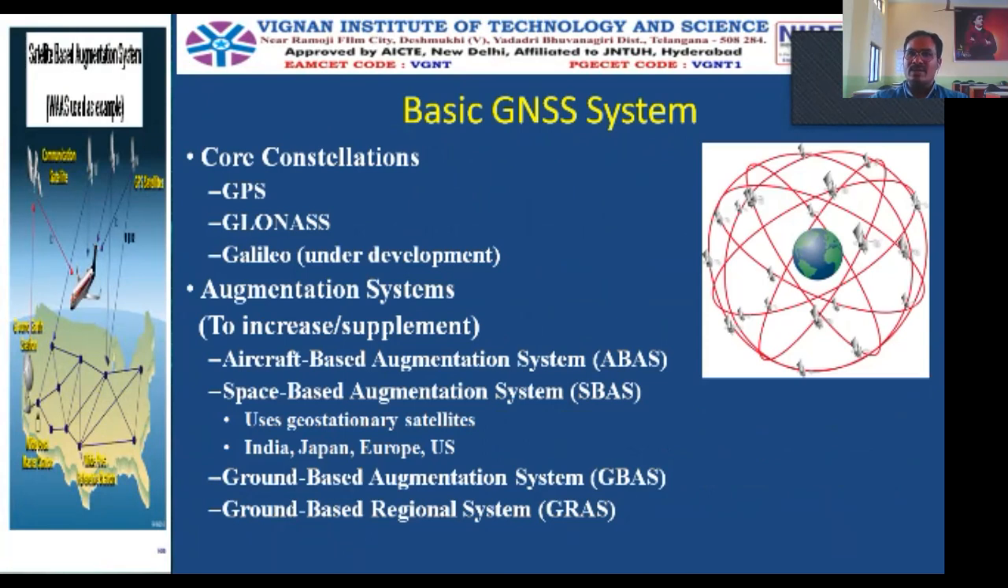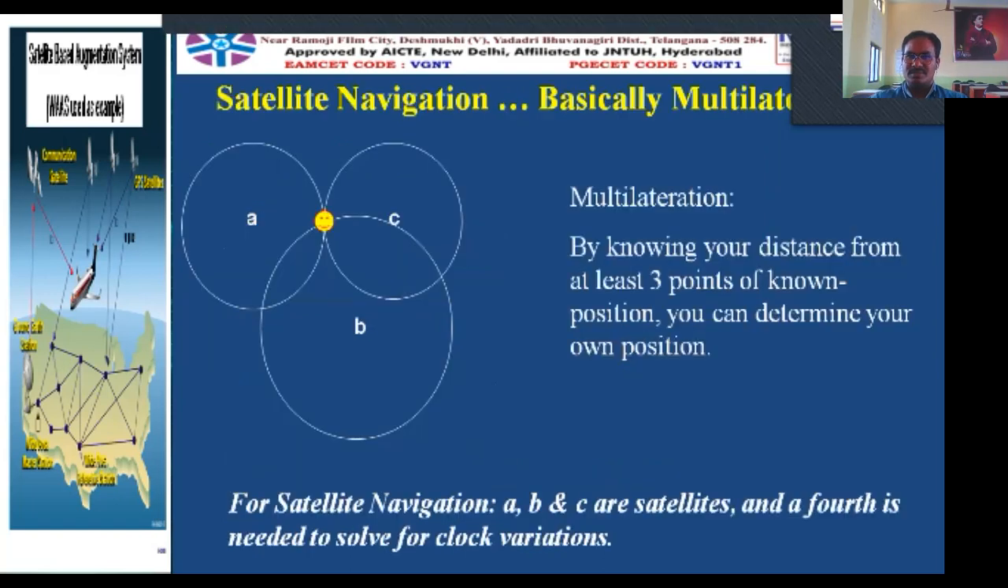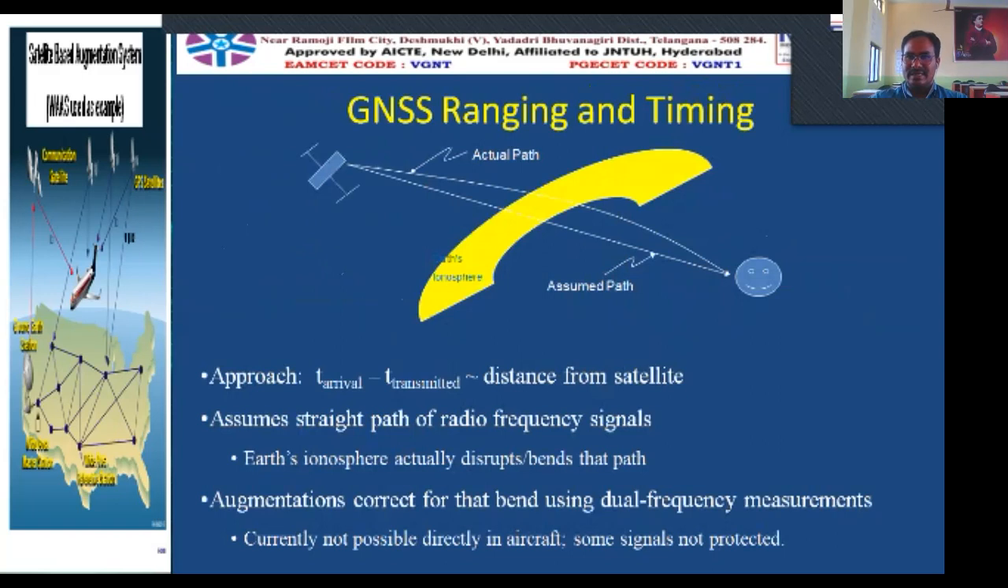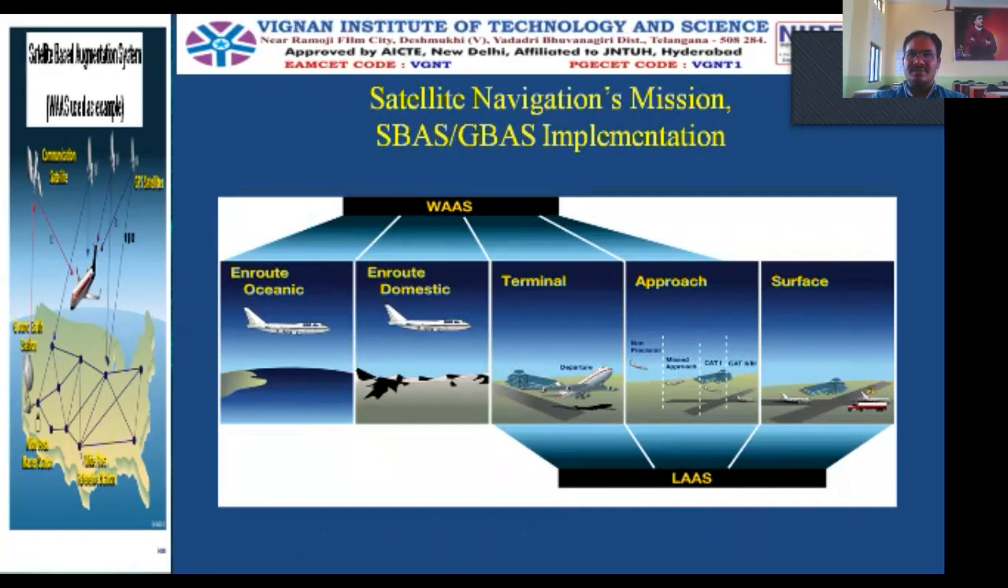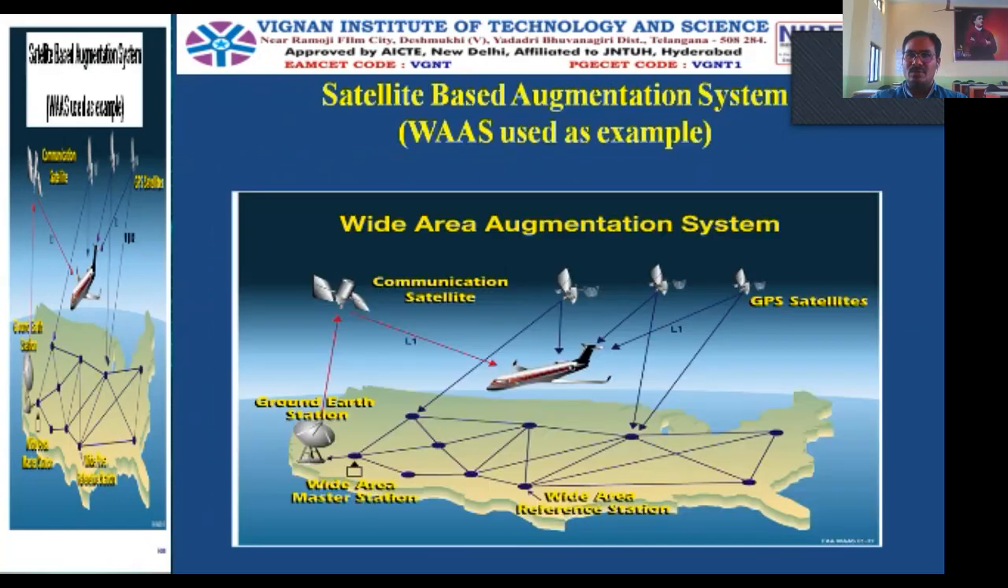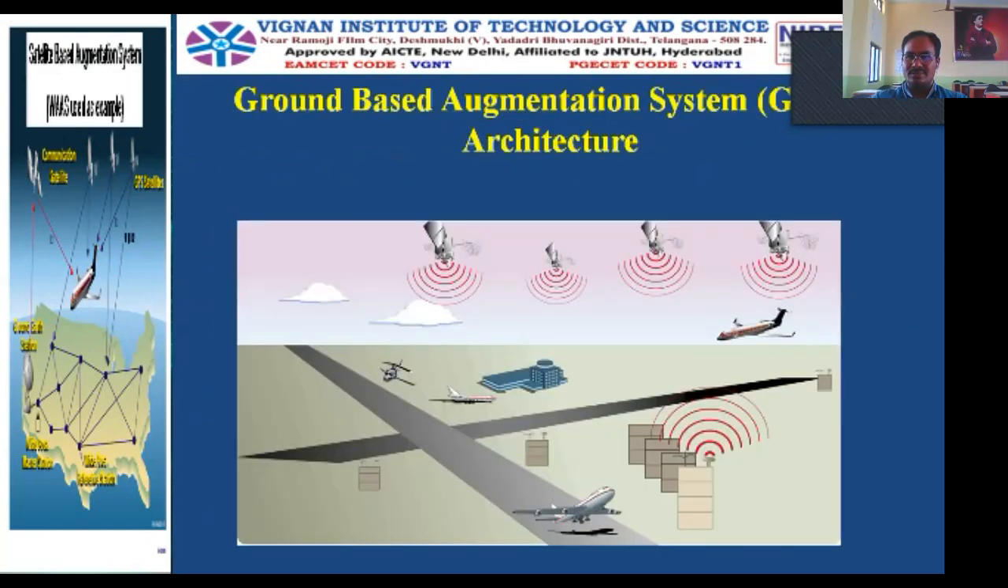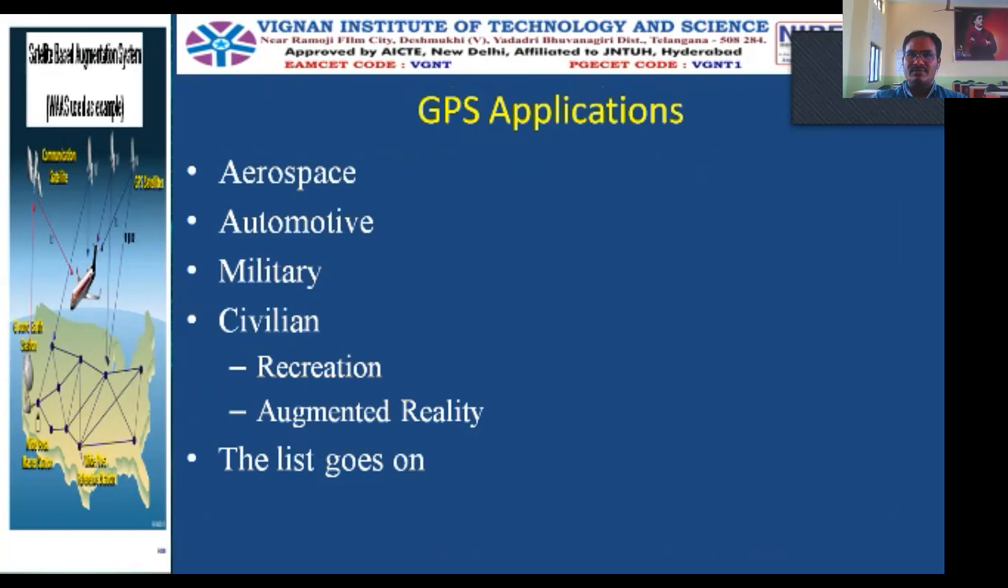We have also seen an overview of the basic navigation process, that is, using the trilateration technique. How do we find the distance of a user or the receiver from three different satellites which are of known latitudes and longitudes? And finally, some of the applications of the GPS were also covered.